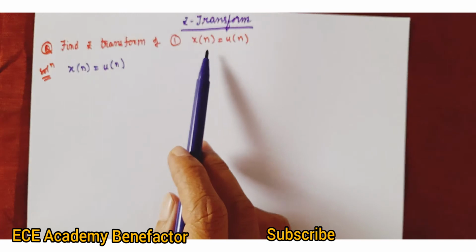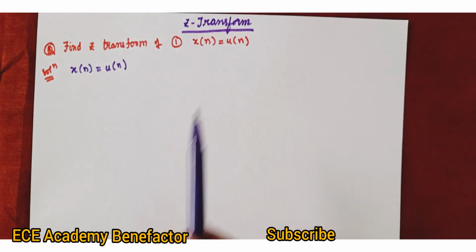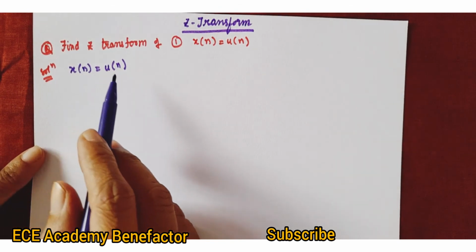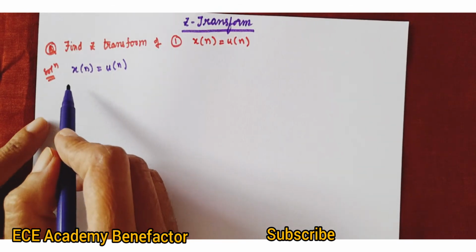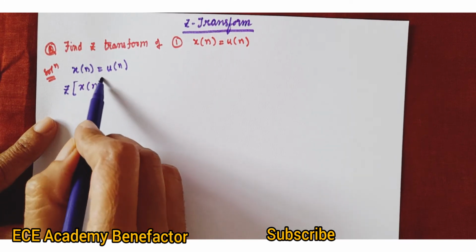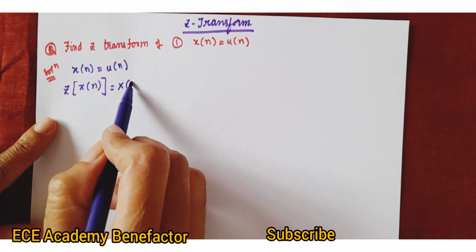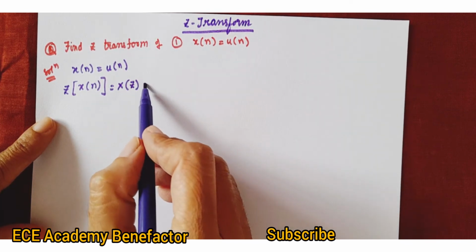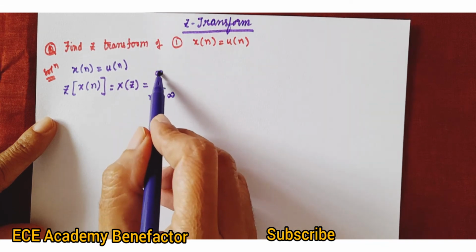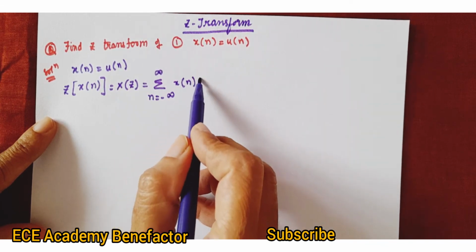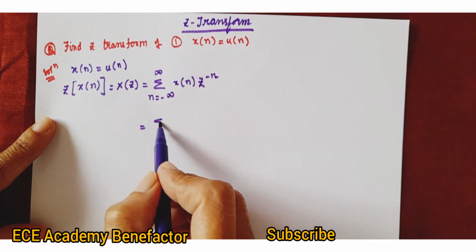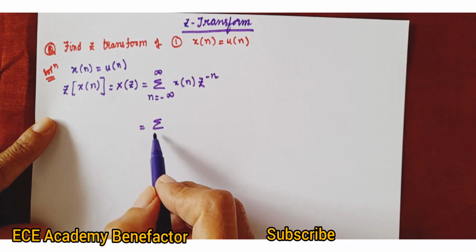Find the Z transform of the given sequence x of n is equal to u of n. Coming to the solution, write the sequence x of n is equal to u of n. What is the Z transform equation? Z transform of x of n is equal to X of z, which is given by summation n is equal to minus infinity to infinity x of n z to the power of minus n. Now write what is x of n, and substitute it here.